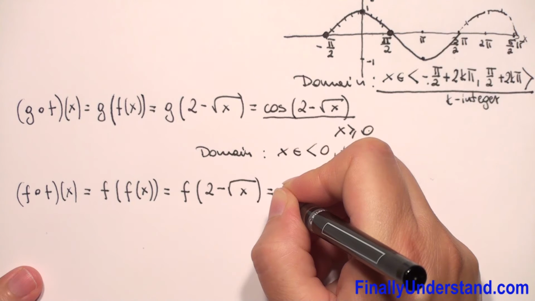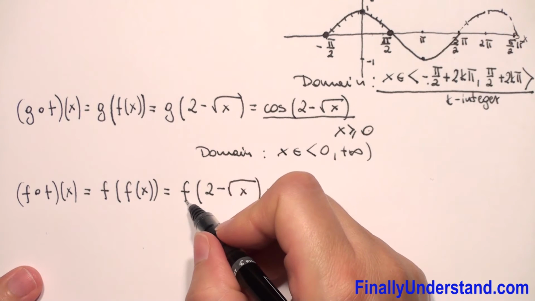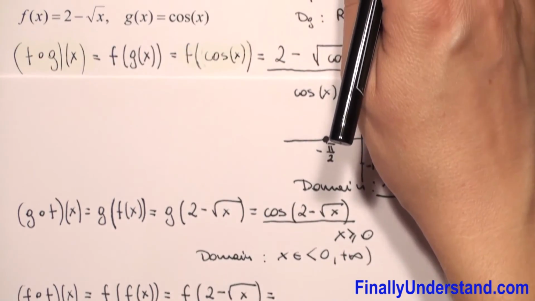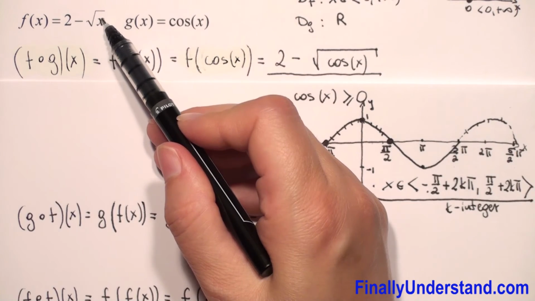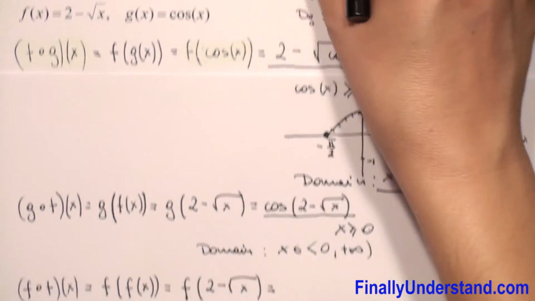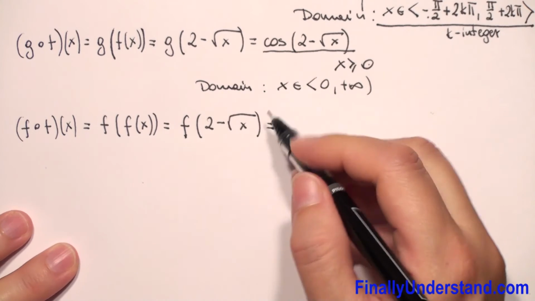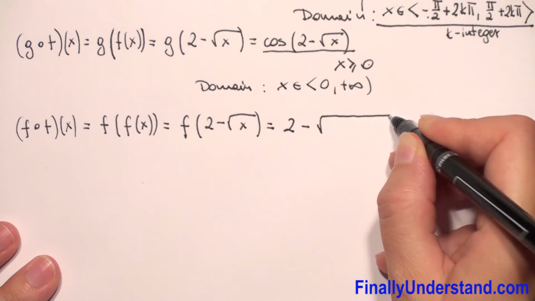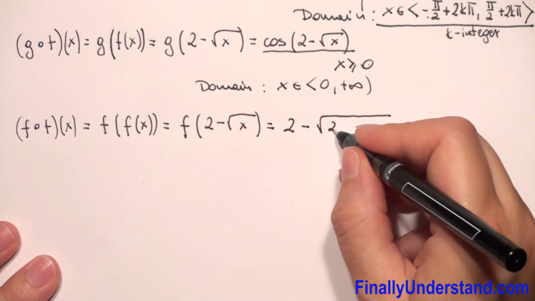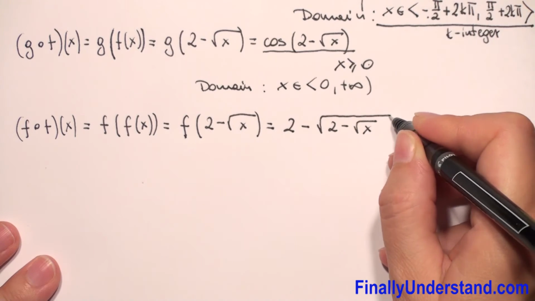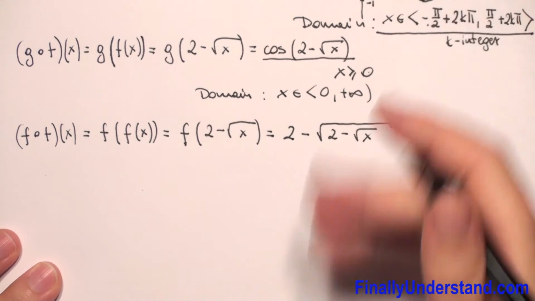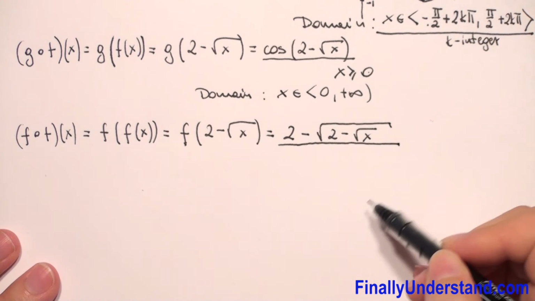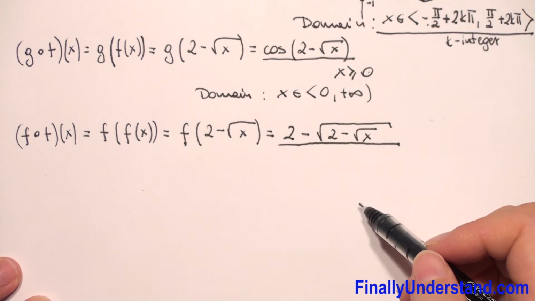This is equal. Now, because we have at the beginning f again, so now again we are going to f function and we have to replace x by whatever we have in parentheses here. So it will be 2, we just copy, minus square root of this whole expression, 2 minus square root of x. This is my f of f function.